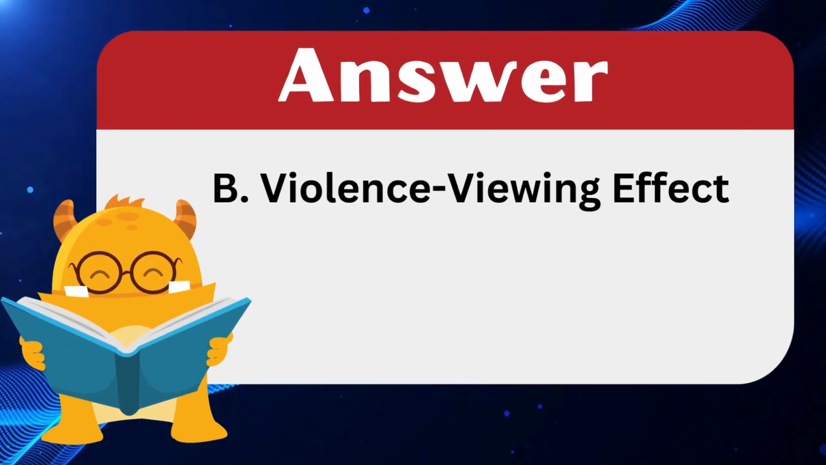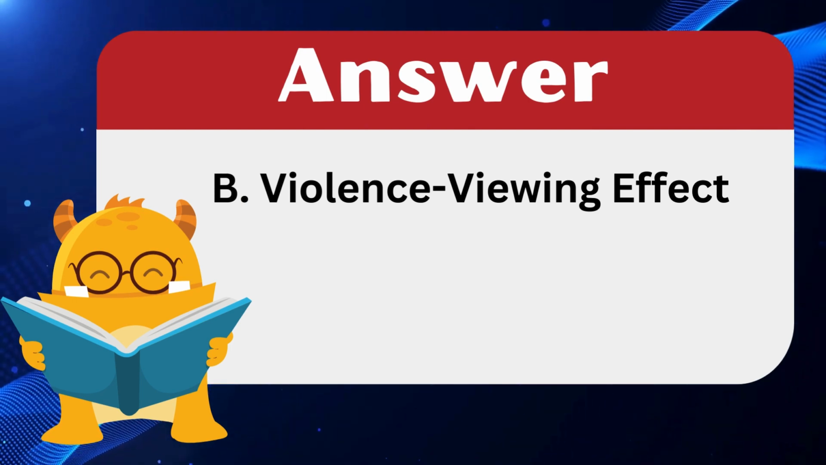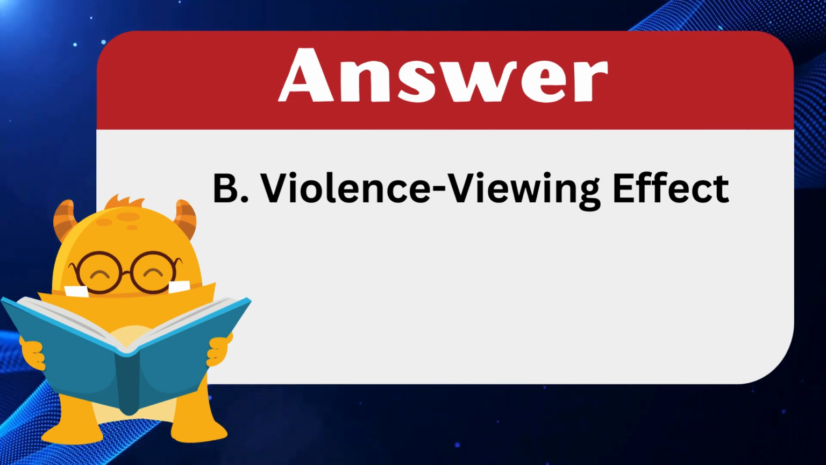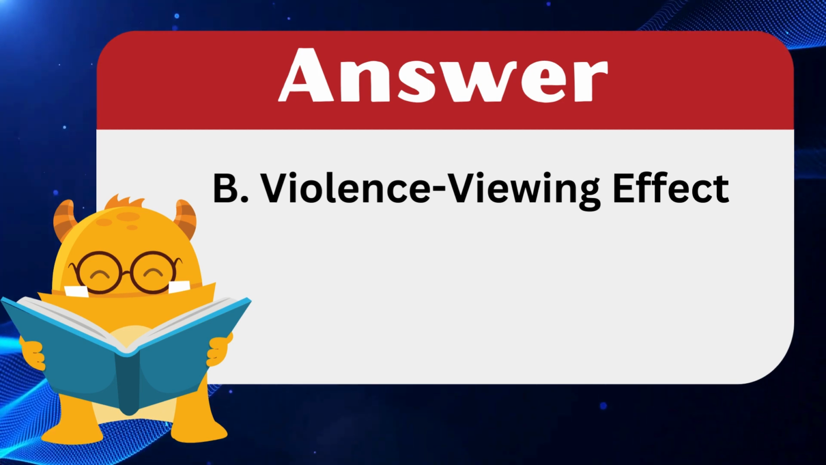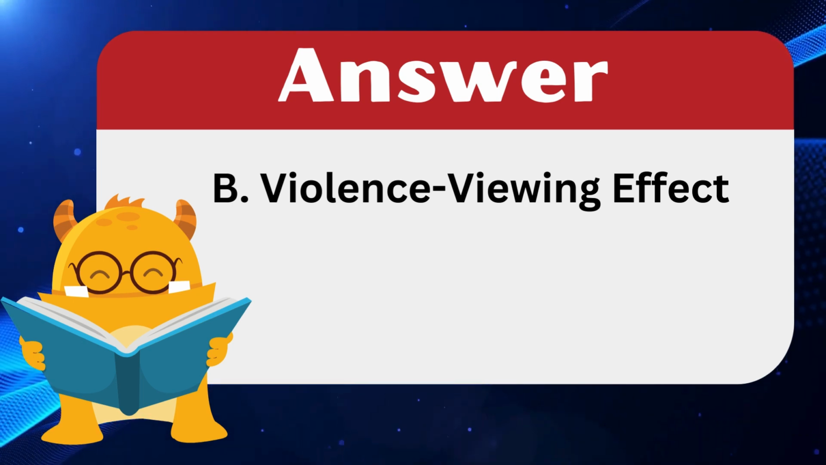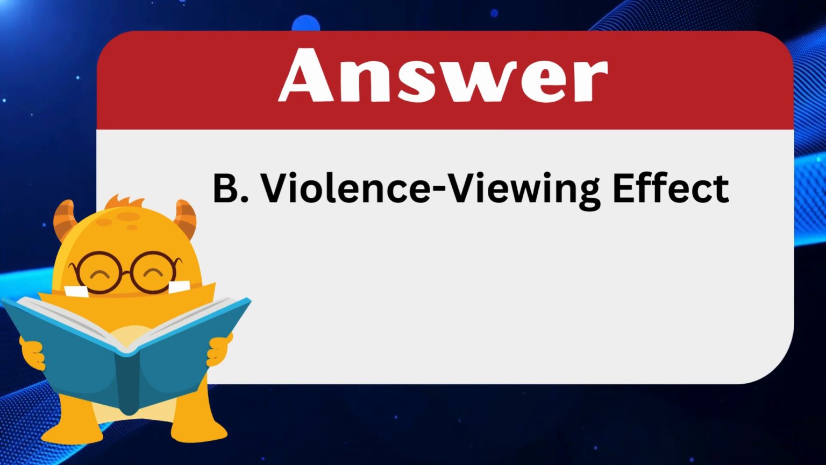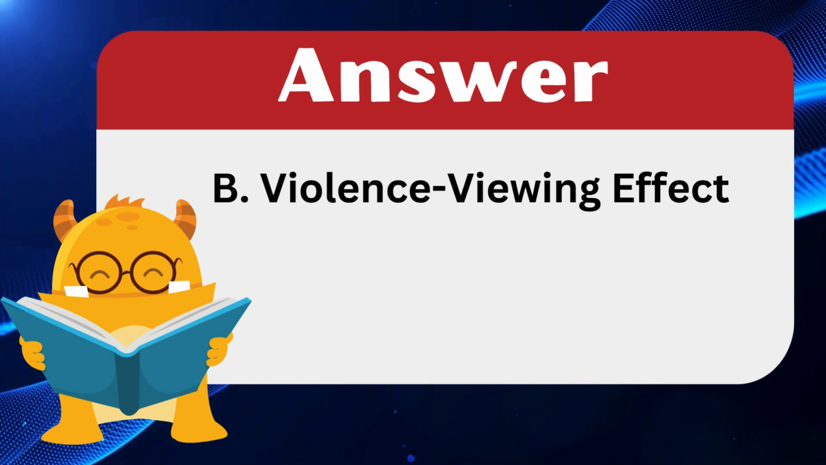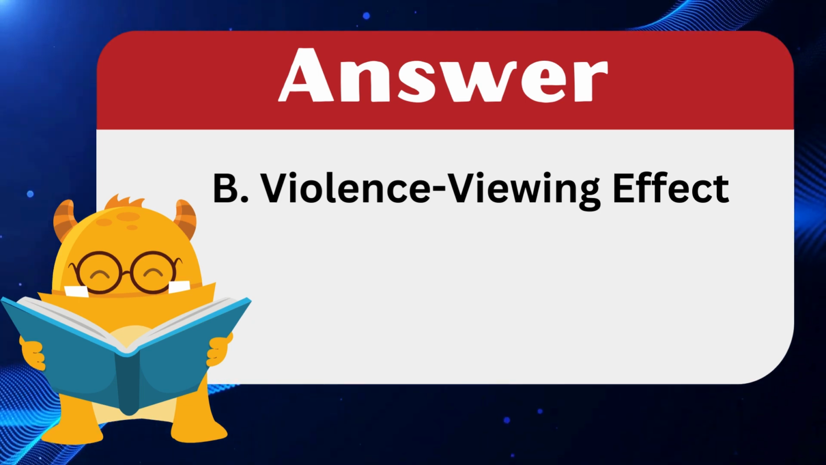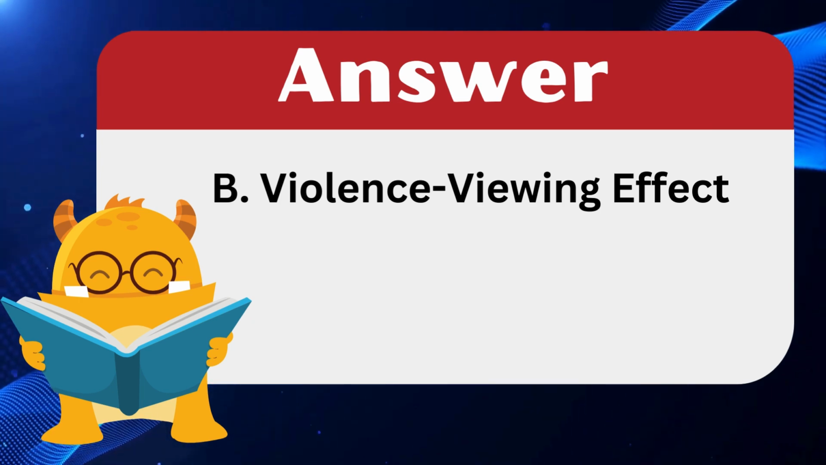B. Violence viewing effect. The violence viewing effect refers to the phenomenon where individuals become desensitized to repeated exposure to violence, gradually perceiving it as commonplace or normal. This desensitization occurs due to frequent exposure to violent acts, often through media or repeated real-life exposure, leading individuals to become less emotionally reactive or sensitive to violent content, which may contribute to increased tolerance or acceptance of violent behavior in society.